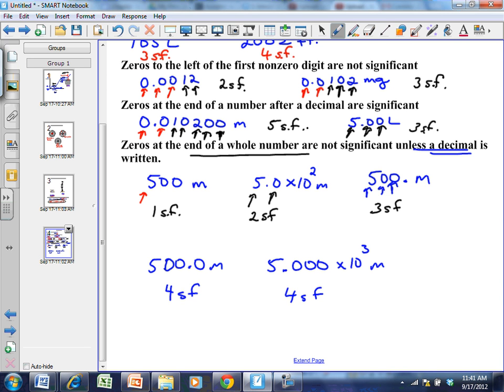So I hope that this short video helps you be able to identify how many significant figures are in a measurement, because when you do manipulations, you have to follow the rules for adding and subtracting or multiplying and dividing numbers that are measured quantities. You're going to have to be able to count the number of significant figures. So hopefully that helps you.